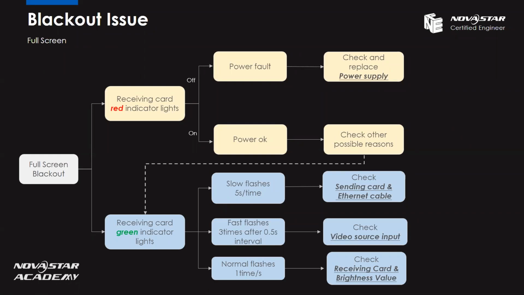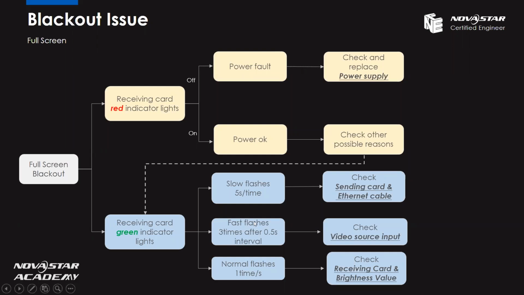First one, if the receiving card green indicator light flashes very slowly, once every 5 seconds, this means there is something wrong with the Ethernet cable. So we need to check the Ethernet cable, or maybe change another one. At the same time, we also need to check the sending card part. It is because if there is something wrong with the sending card, then the receiving card cannot get any signal from the sending card. So the screen is black.